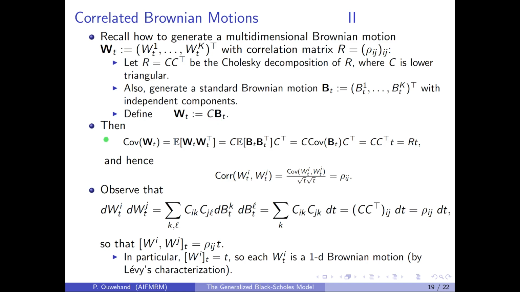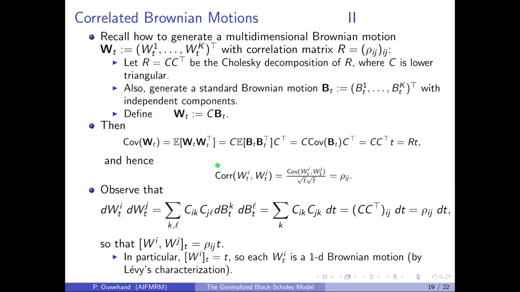If we then compute the covariance matrix of W, by definition, it's just the expectation of W times W transpose, because the mean of W is 0. And if we use this equation over here, that reduces to the following, where the expectation in the middle is just the covariance matrix of B. But because B has independent components, that's a diagonal matrix with just the variances of the Brownian motions along the diagonal. And because the variance of a Brownian motion is the elapsed time, we obtain that the covariance matrix of W is C C transpose times T, which is the same as R times T.